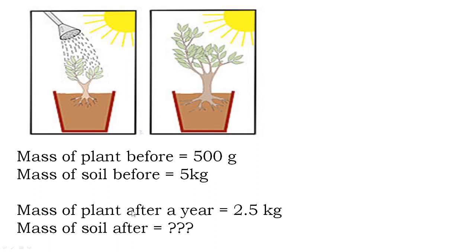So the mass of the plant has changed after a year over here. It has become 2.5 kgs, right? Before it was just half kg, 500 grams, half kg.